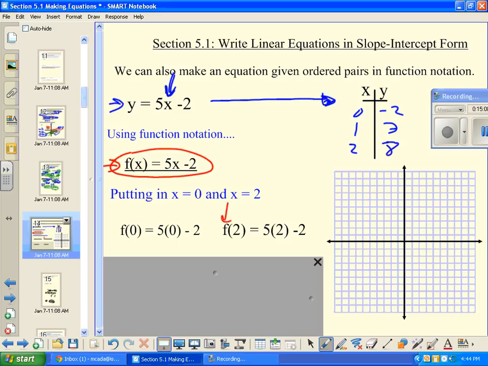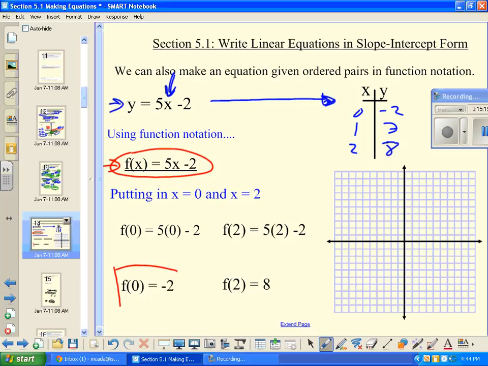Same thing here. This is saying f of 2. This means in the function f, I put 2 in for x. And you can kind of see where that is, right here. So then I put those numbers in, and I find answers as well. And what do you know? As I kind of showed down here, I get the same answers I did with ordered pairs, right?